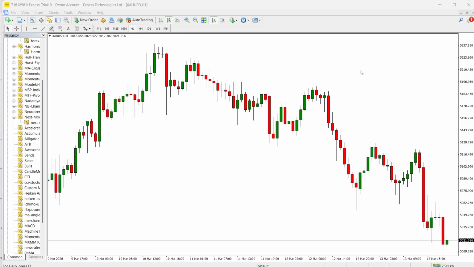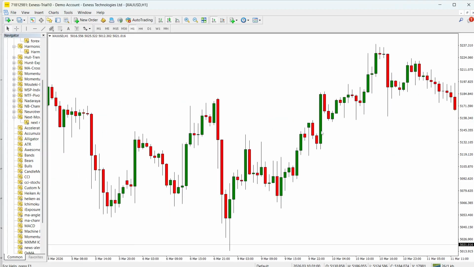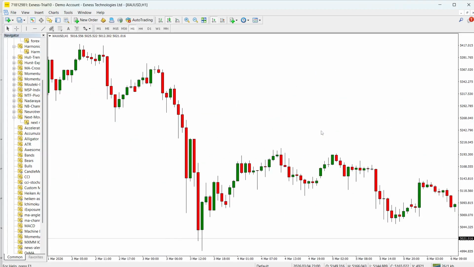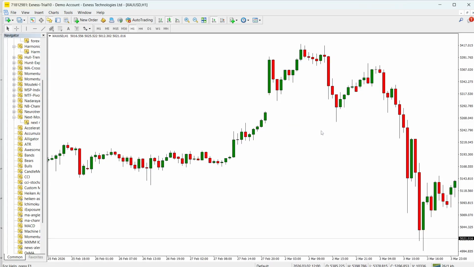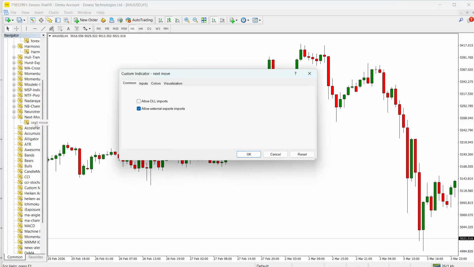Hello traders, today we are looking at the next move indicator for MetaTrader 4. This tool analyzes recent price action and displays its assessments of the near-term directional bias. At this point, I'll load the indicator on the chart so you can see how it looks in real time.